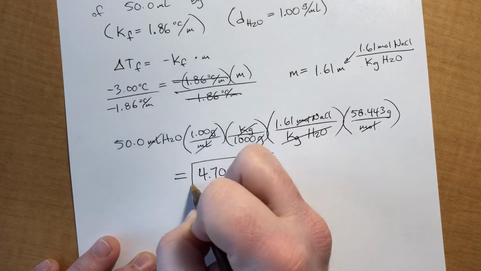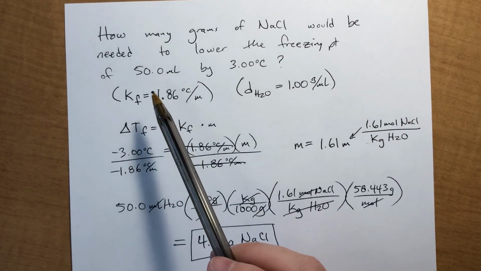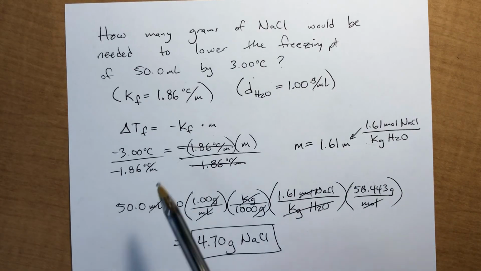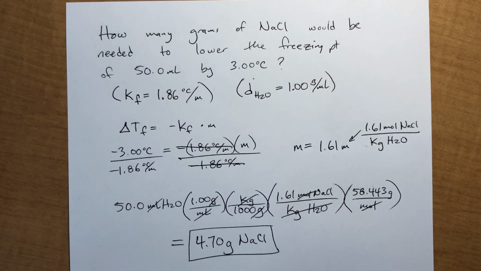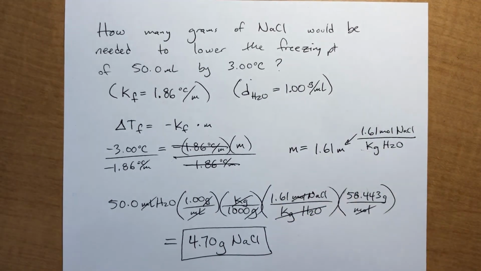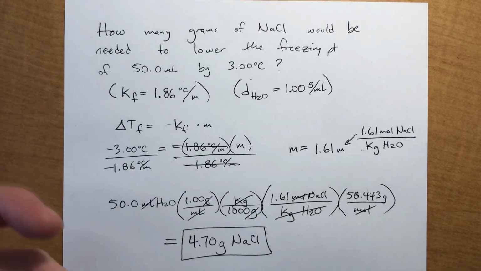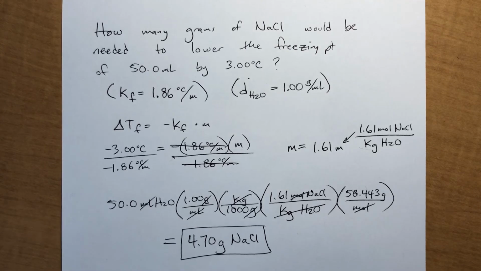So what this tells us is that if you had 50 milliliters of water and you added 4.70 grams of sodium chloride, the new freezing point should drop down to negative 3 degrees Celsius. Because the original freezing point was 0 and it dropped down by 3 degrees. Okay, so basically this is useful if you ever want to control the temperature of something, like to control the freezing point of it. This allows you to calculate, for a given volume, how many grams would you need.